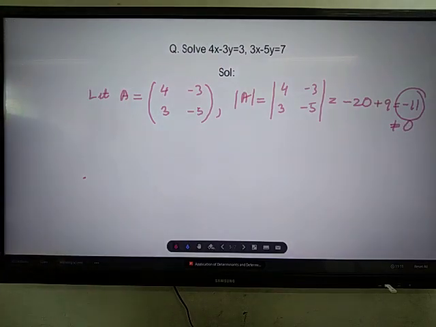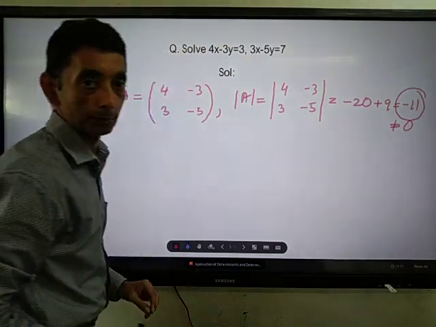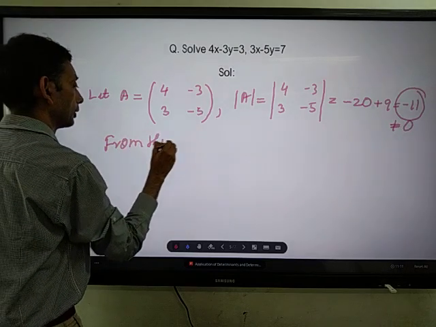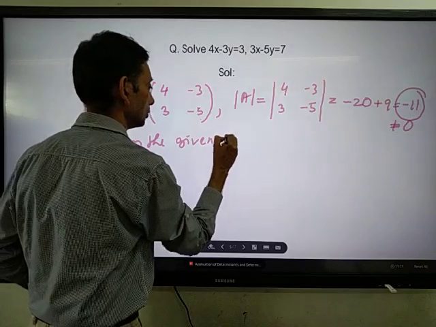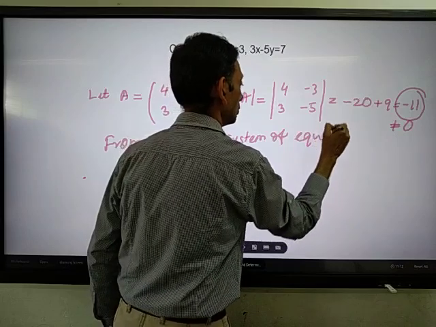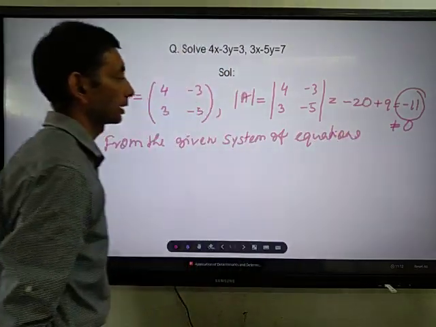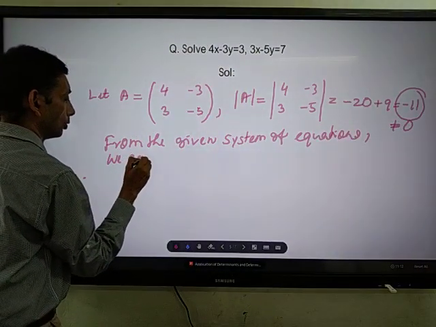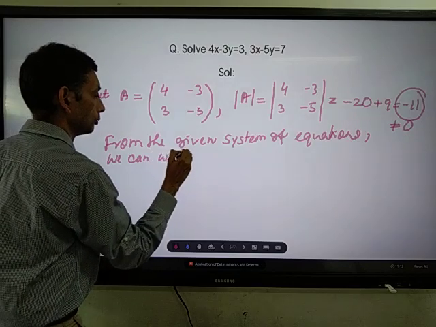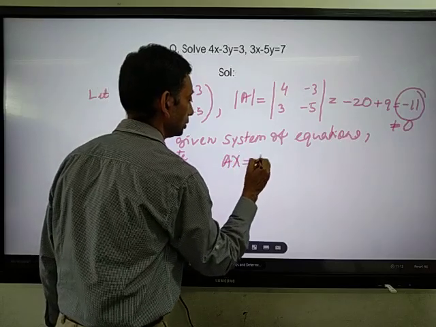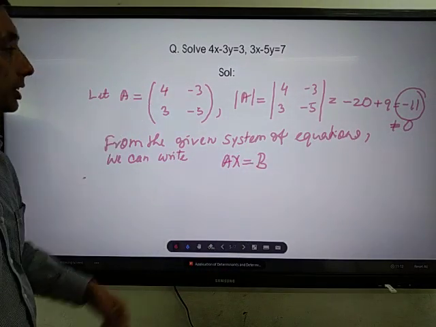That means the given matrix is a non-singular matrix. Okay. So we'll write the system of equations in matrix form now. From the given system of equations, we can write Ax equal to B. So A is this, and what is x?